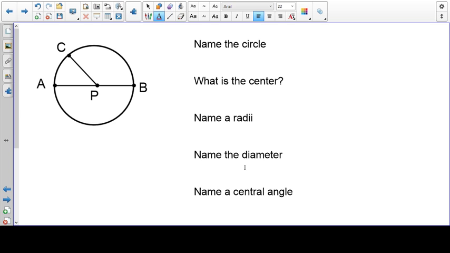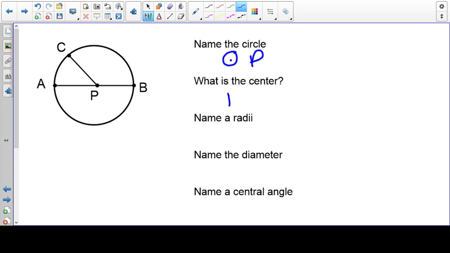Alright, so in this next one we're asked to do a couple different things. We want to name the circle. When we name the circle, we make a little circle mark with a dot in it so we know it's a circle, not an O or a 0. And then we say that circle is whatever the center point is. So in this case, this is going to be circle P. So the circle is called circle P.